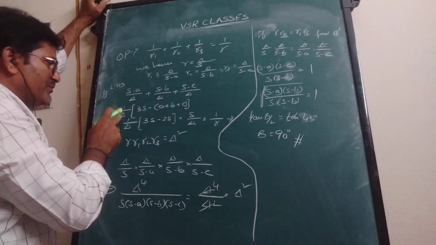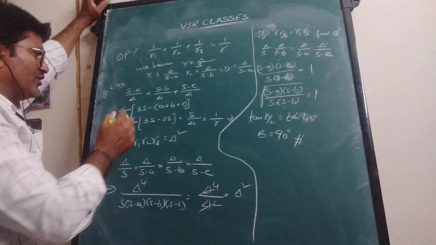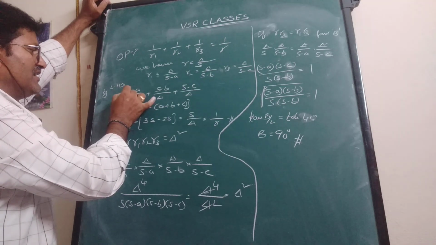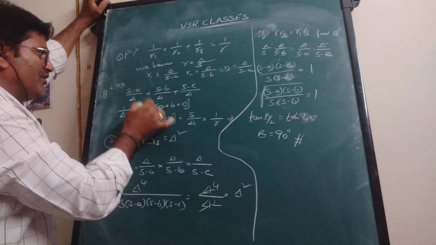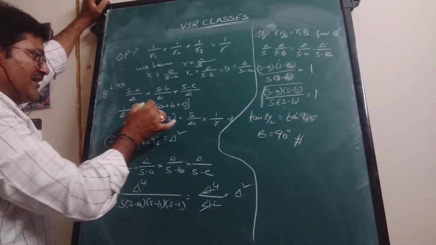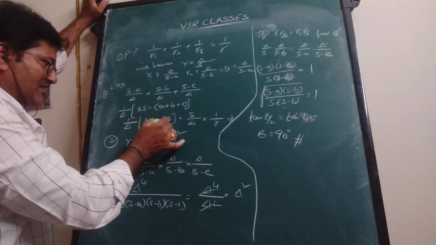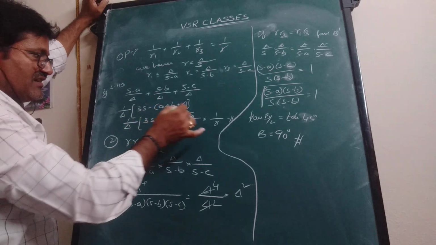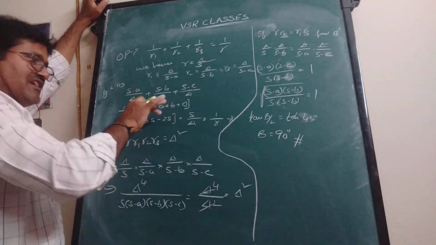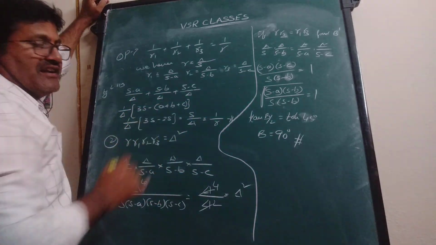I can take 1 by delta common. Now I can take S plus S plus S is 3S, minus, taking minus common from this, A plus B plus C. A plus B plus C is nothing but the perimeter, that is 2S. 3S minus 2S is S. S by delta. S by delta, it is the reverse in order. So it is 1 by R.